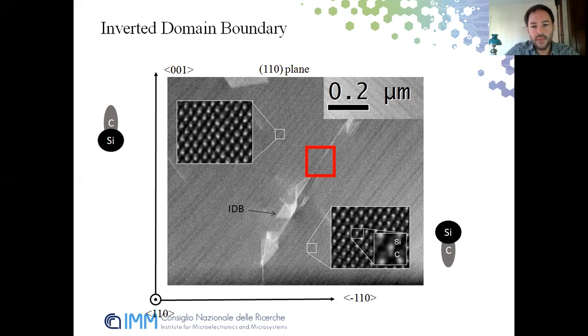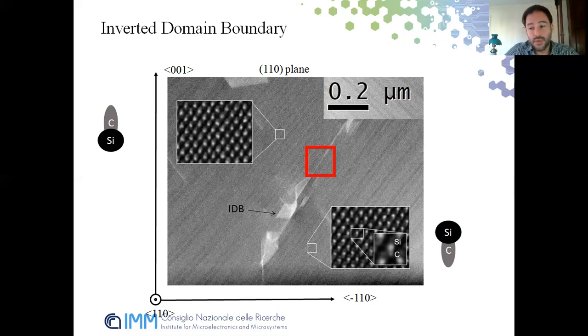And what we observed here, this white line is the boundary. On the left and on the right, we have basically the same crystal, but the only difference is that the silicon and carbon are rotated upside down. Here we have the silicon down and the carbon up, and here instead we have the silicon in the upper position and the carbon down. So we have a particular kind of grain boundary that is called inverted domain boundary, or APB, anti-phase boundary, but we will call it inverted domain boundary.